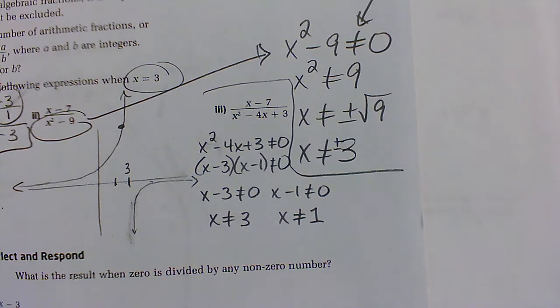I have 0 things and I divide it by 7. I still have 0 things. It doesn't matter how many times I divide it by 7, I'll still have 0, right? It's not an error.